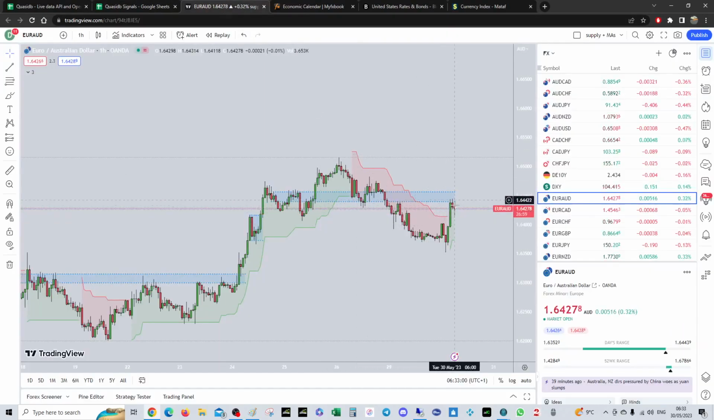And on a daily view, this can do okay. So be careful. On the weekly view, this is going to probably hold. All right, so be careful, and I'll speak to you guys later.